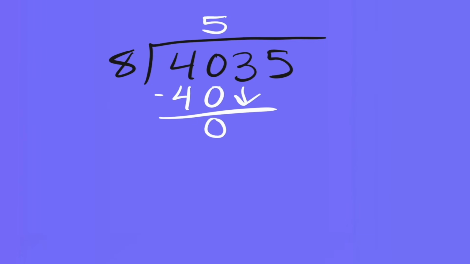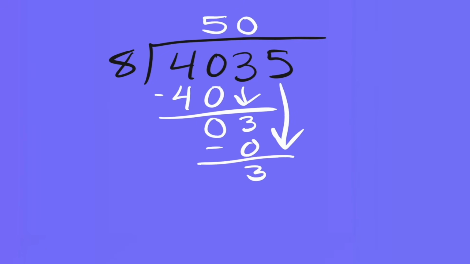Then we're going to bring down this 3. Now we're going to say 8 hops into 3 0 times. 0 times 8 is 0. Subtract. You get 3. Let's bring down this 5. 8 is going to hop into 35. 8 will hop into 35 4 times because 4 times 8 is 32. Subtract, and we get 3 remaining.